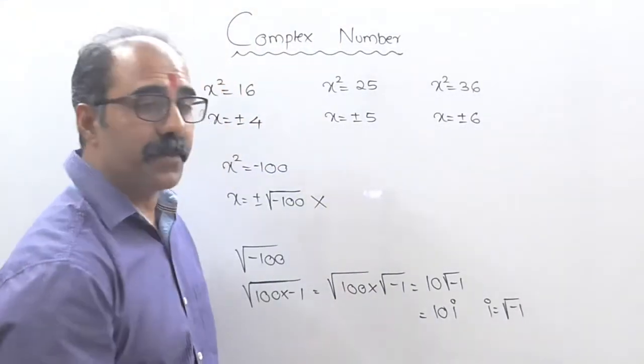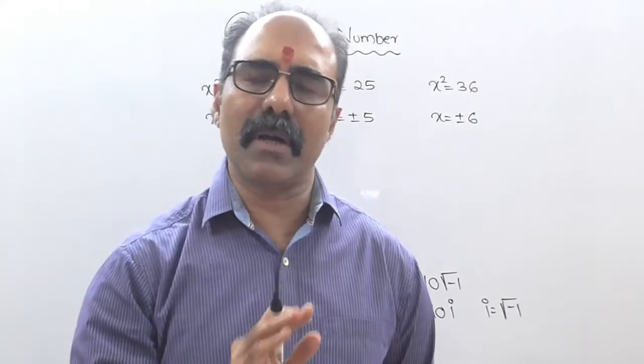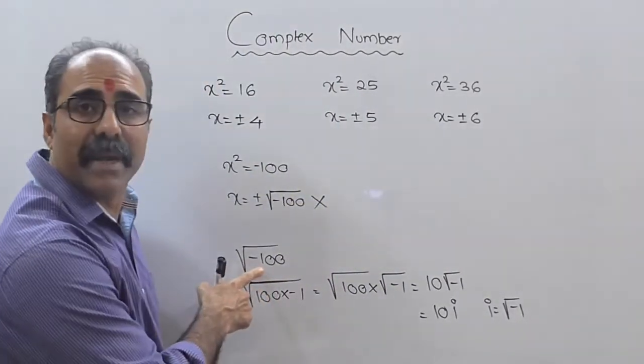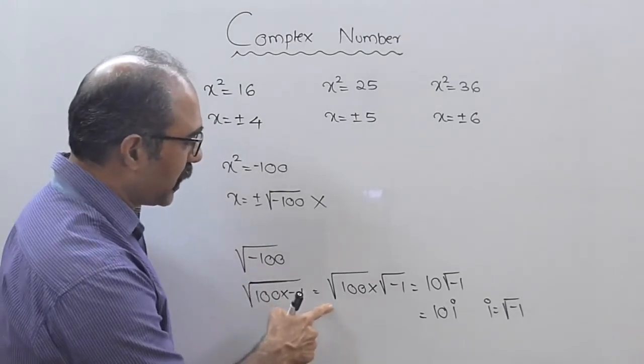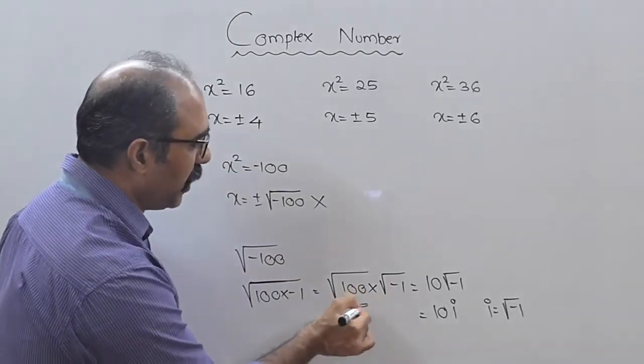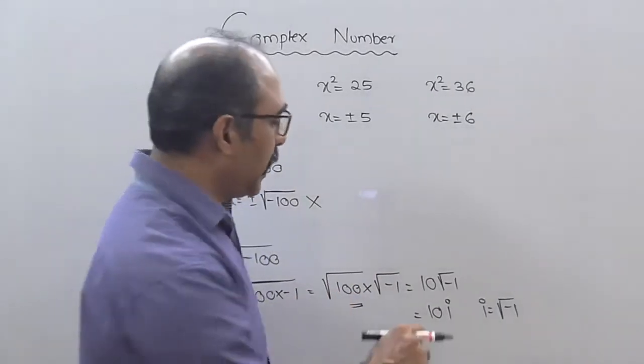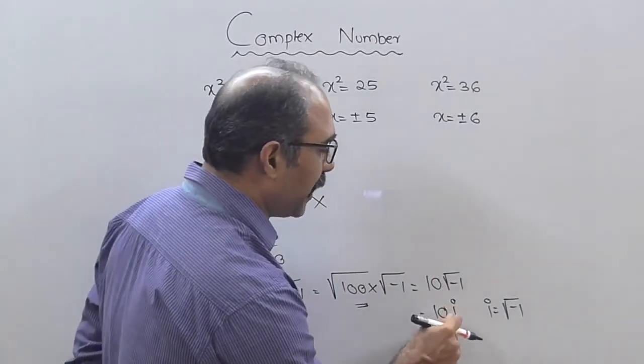So something new for you. Root of a negative number does not exist, but it is correct. So what we do is, if I want to find the root of minus 100, I will write 100 into minus 1, that is root of 100 into root of minus 1. Root of 100, we take 10. It could be plus or minus 10, we are taking it as 10. And root of minus 1, I will denote it with i.